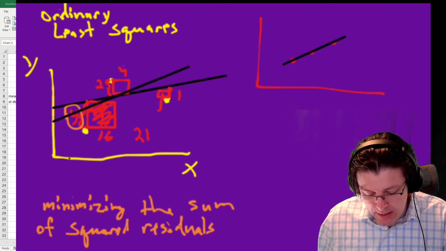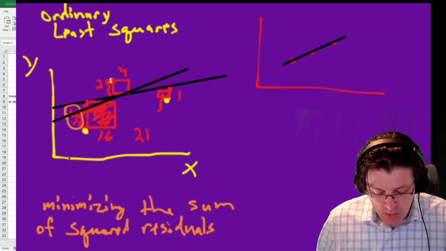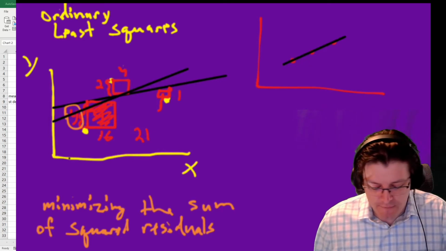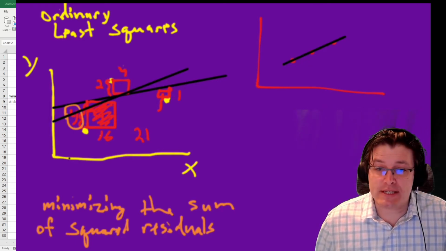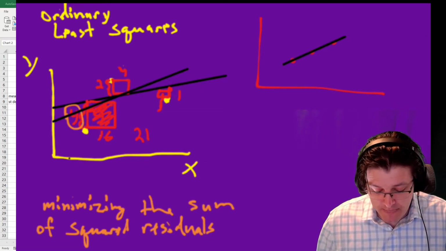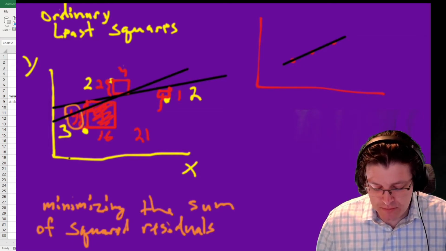Maybe we draw one in here. So what's happened? We've gotten a little bit closer where we had the 4, maybe we're the same, and maybe we got a little further on the 1. I'm just going to make up some numbers, but maybe this results in a distance of 3, still 2, and now 2.